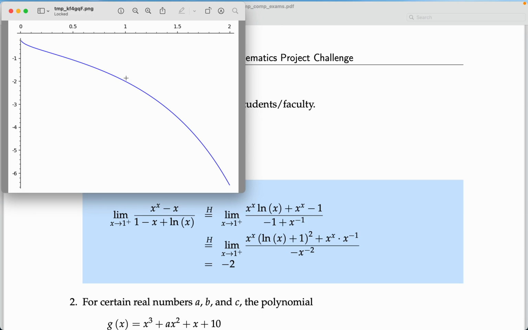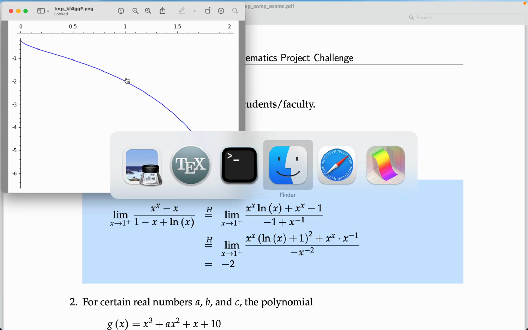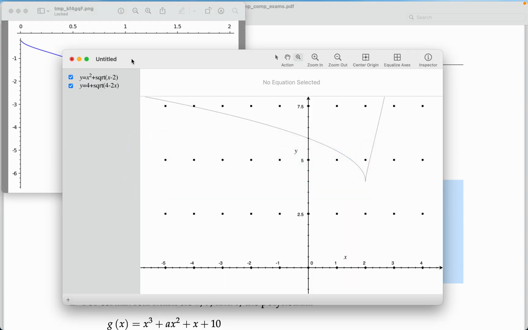Like at 1, there should be an open hole. All right, there should be an open hole at 1. It should not be connected. All right, so I'm just going to open up my grapher software, and I want to see if I can graph the same thing in there.